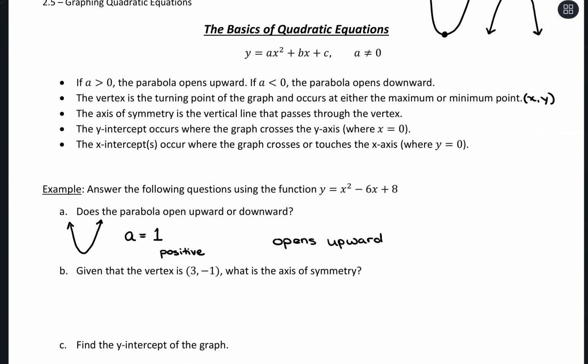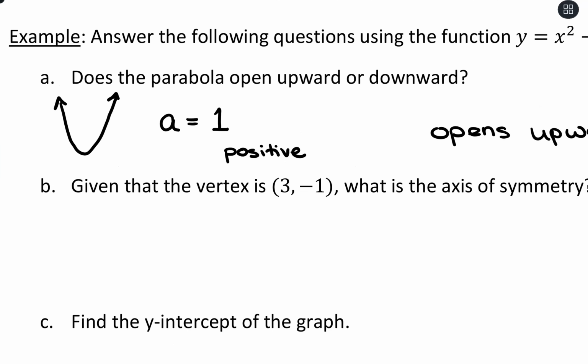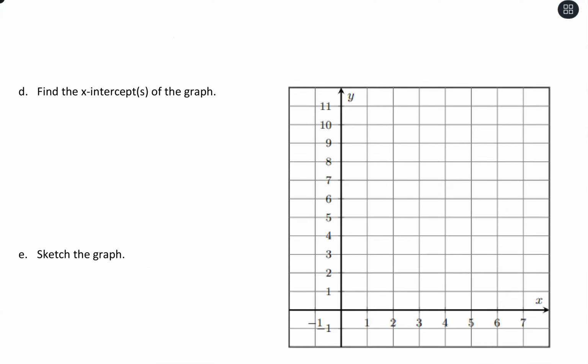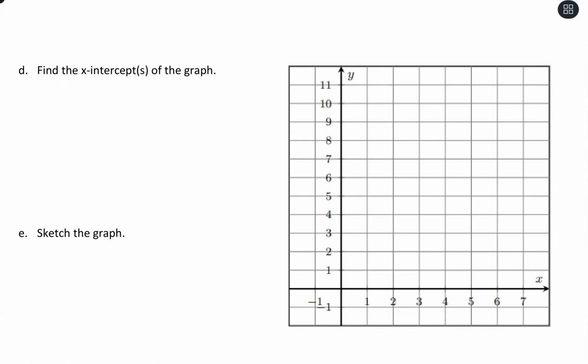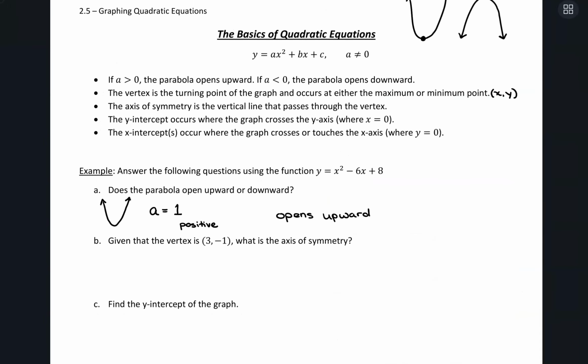So for our example down below, we're being given the vertex is 3, negative 1. So with that, we could go ahead and graph that coordinate on my grid down here with 3, negative 1 being the turning point of my graph. And then from there, all I have is this general idea that it's probably doing something like this, but we'll get some more exact coordinates in a bit.